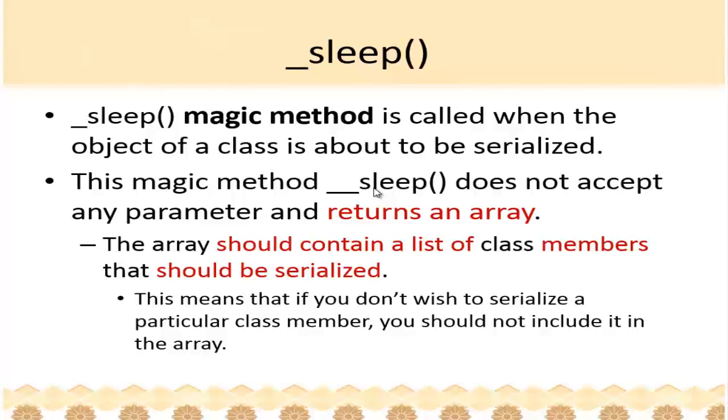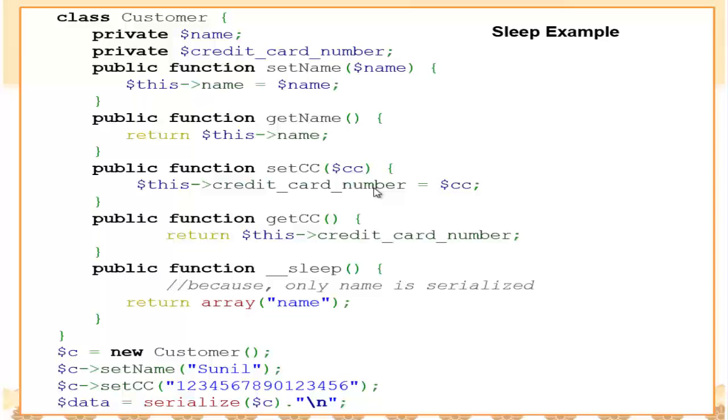If you feel that some things need not be streamed, then you can use the sleep method. Let's look at that sleep method. Now here I have a customer name and I have a credit card, but I do not want to pass that credit card into the stream. So how do I do that?